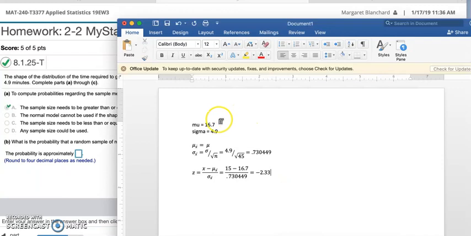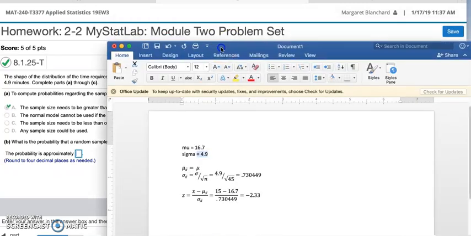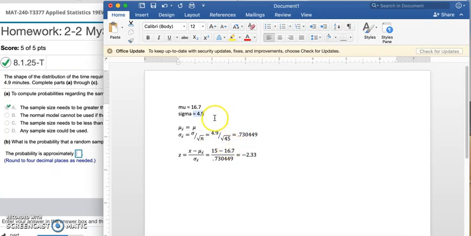So we have mu equals 16.7, sigma equals 4.9. We know that the mean of the sample mean is the same as the mean of the population. The standard deviation of the sample mean is the standard deviation of the population divided by the square root of n. So that's 4.9, the sigma from the population, and n is the number of observations in that random sample. Once I click that into the calculator, we have 0.730449.